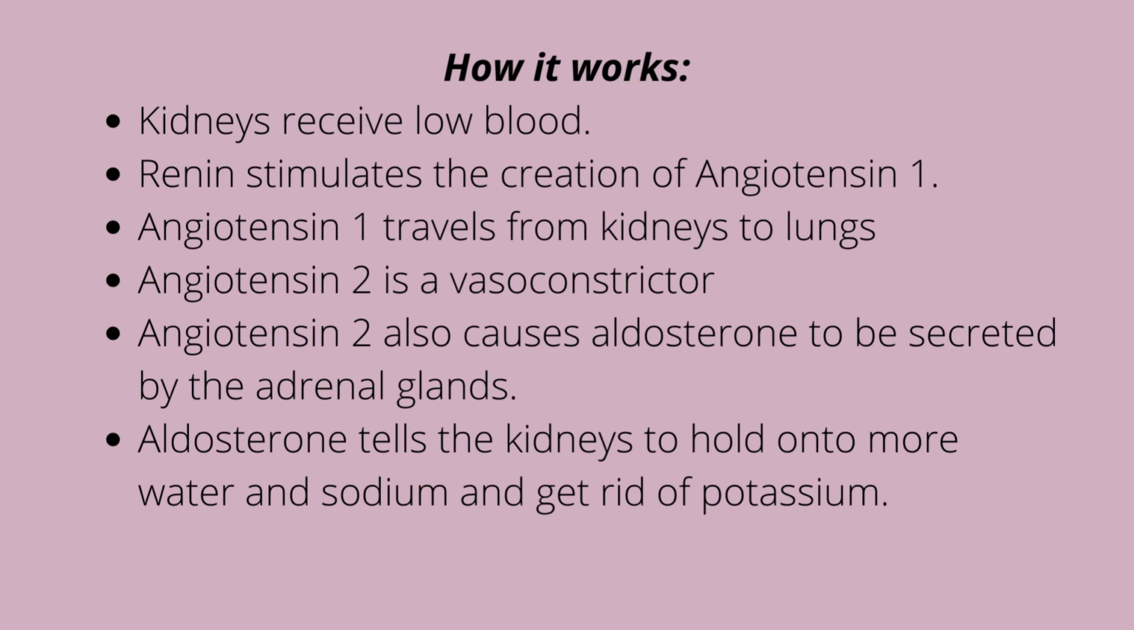Once aldosterone is secreted, it tells the kidneys to do what? To hold onto the water and the sodium and get rid of the potassium, increasing the blood volume. So angiotensin 2 is considered a vasoconstrictor and a volume expander. So it vasoconstricts, right? Increasing that pressure, and then also volume expands by telling what? The body to retain sodium and water. That's how it helps maintain the blood volume.